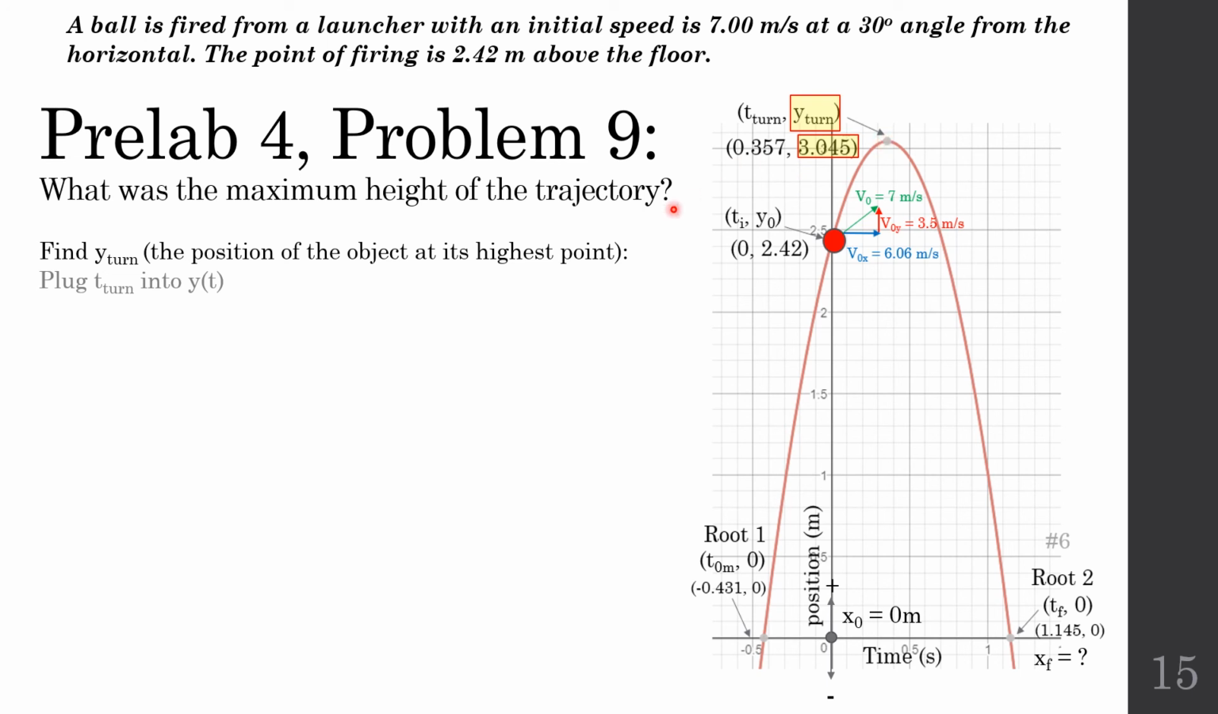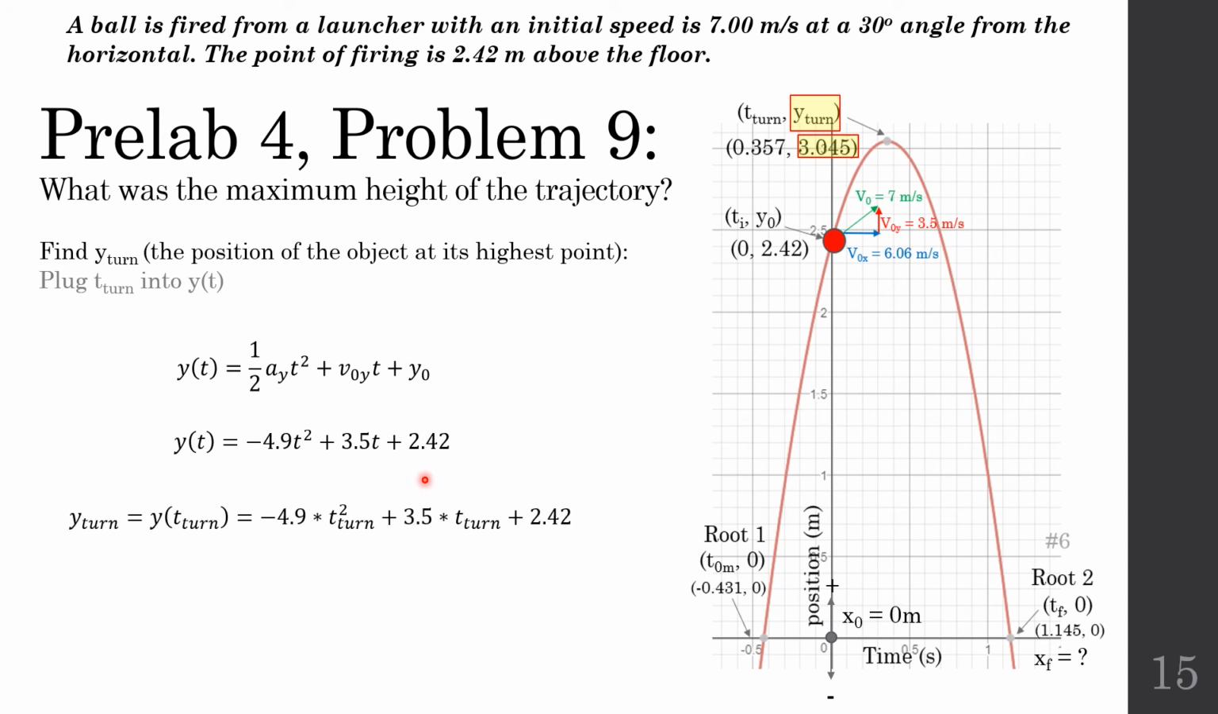The way that we're going to do that is we are going to plug t turn into y of t. Just a refresher, this is our position equation. We're going to plug in our known values, right? So negative 4.9t squared plus 3.5t plus 2.42. Then we know that y turn is equal to y of t turn, so that's equal to negative 4.9 t turn squared plus 3.5 times t turn plus 2.42.